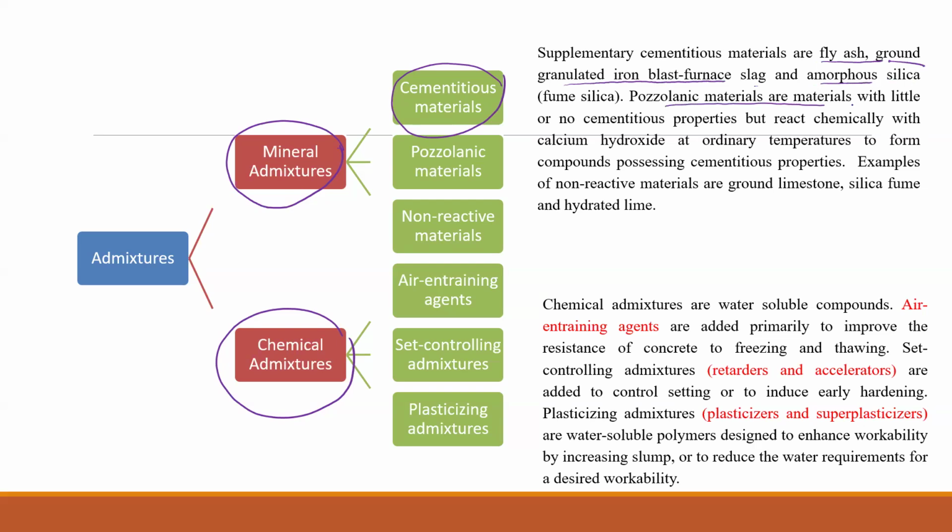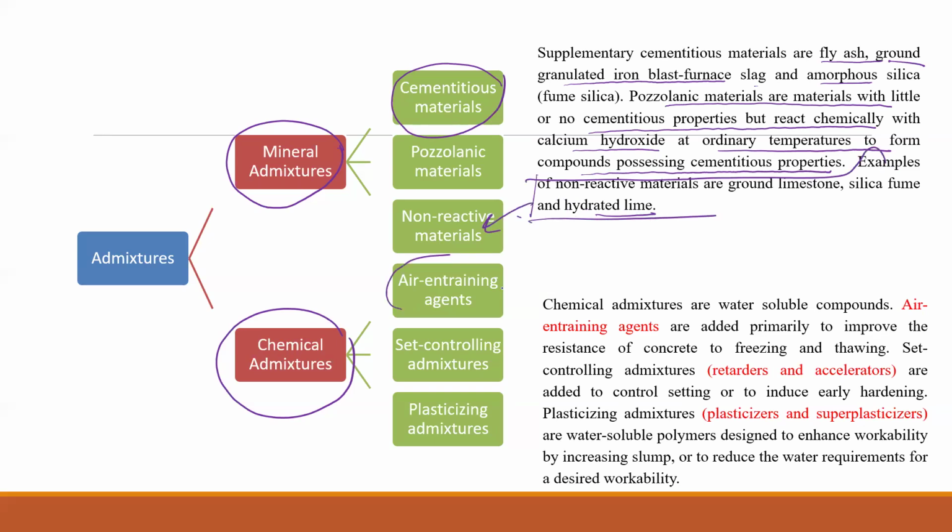Pozzolanic materials are materials with little or no cementitious properties, but react chemically with calcium hydroxide at ordinary temperatures to form compounds possessing cementitious properties. Examples of non-reactive materials are ground limestone, silica fume, and hydrated lime. So these are some of these examples.